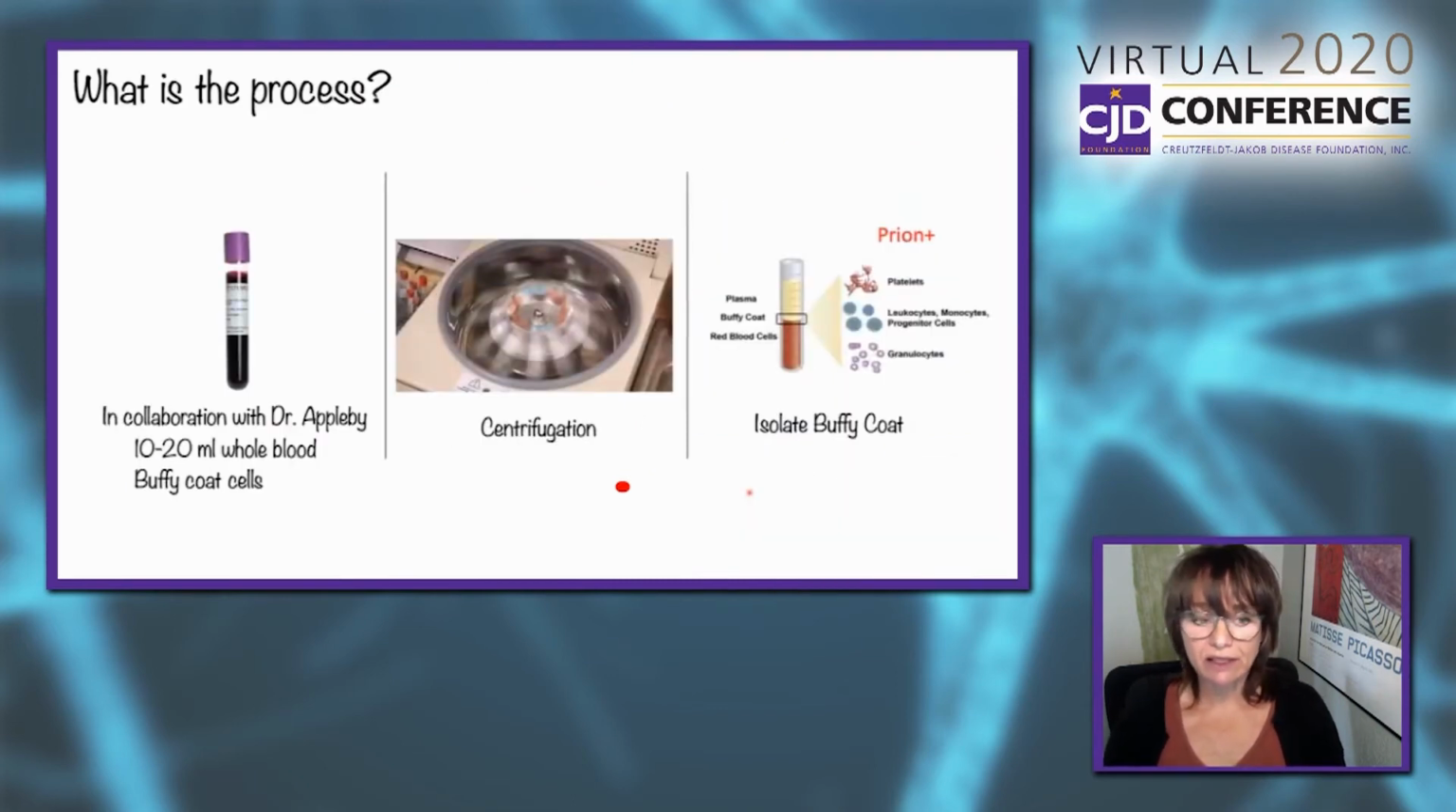So what is the process of this? So blood that is taken, anywhere between 10 and 20 mils of whole blood, the Buffy coat cells from that blood have been separated. So what are Buffy coat cells, you're asking? Well, in collaboration with Dr. Appleby, we've been able to take this blood, pull off these Buffy coat. How do you get that? Through centrifugation of the blood sample itself. So upon centrifugation, you get this very nice separation of the plasma, the red blood cells. These are the cells that we're looking for and that I've been talking about. They contain cells that we know have amyloid in them that are prion positive.